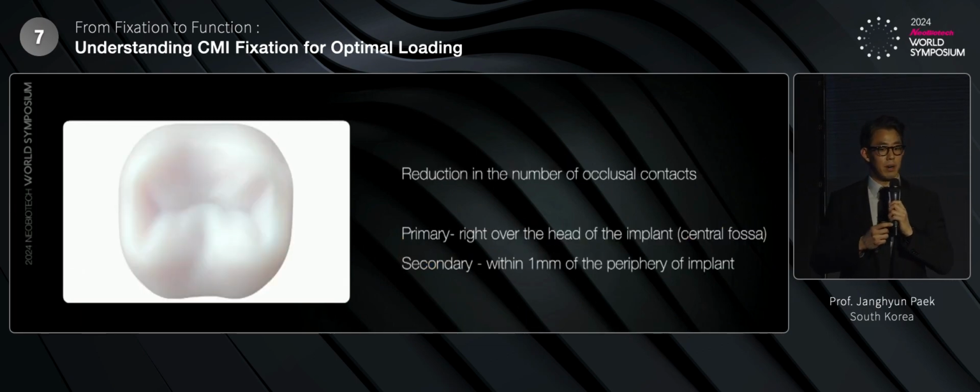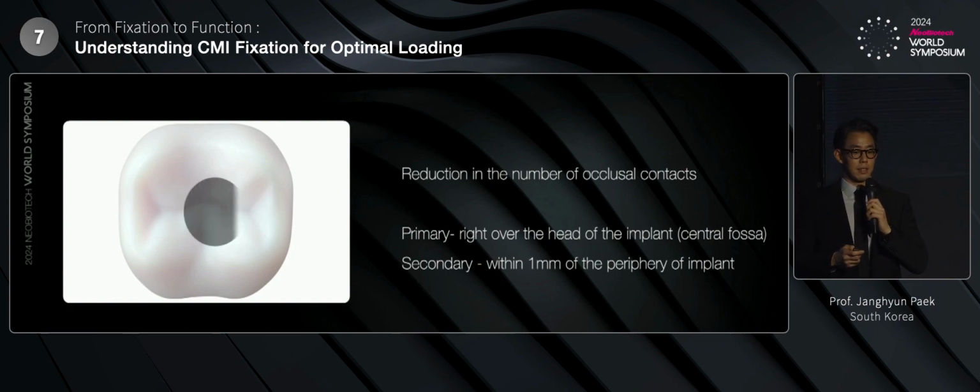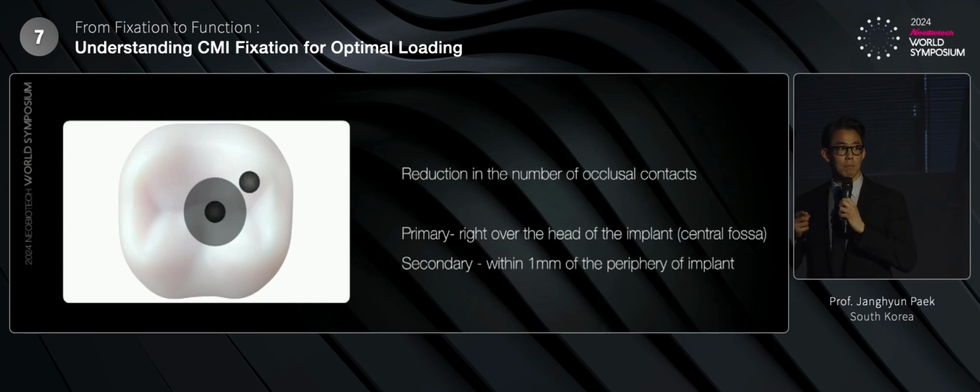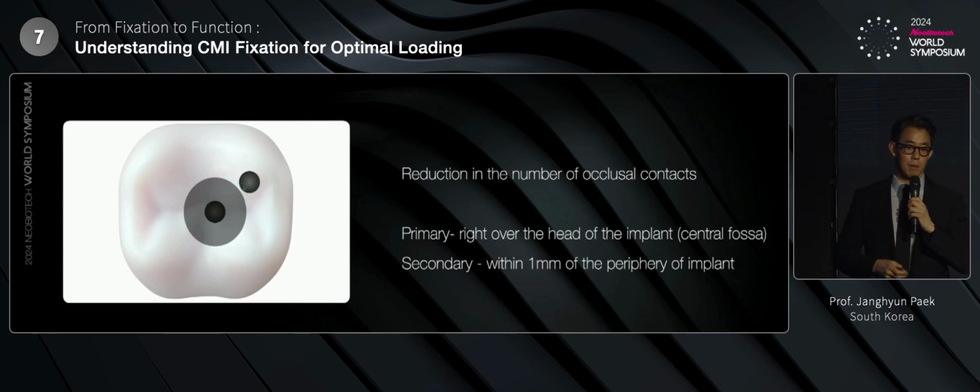And the reduction in the number of occlusal contacts. We have to provide the primary occlusal contact within the diameter of the implant. This gray circle dictates the diameter of the implant, and our primary occlusal contact should be within the diameter of the implant. And the secondary occlusal contact should be within 1 millimeter of the periphery of the implant. So I prefer to provide 2 occlusal contacts, the primary one in the diameter of the implant, and the second one 1 millimeter at the periphery of the implant.